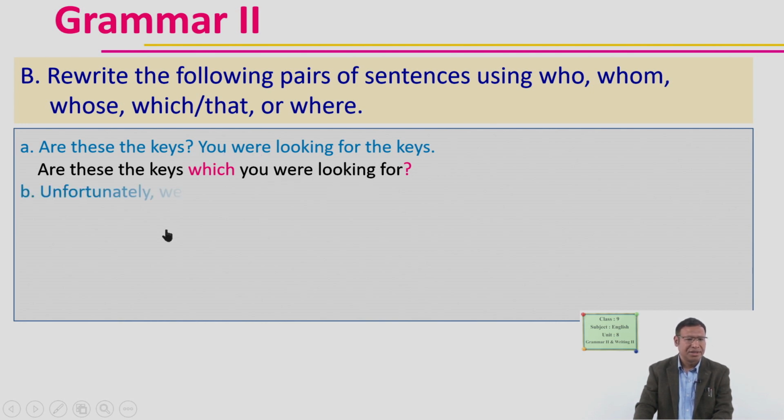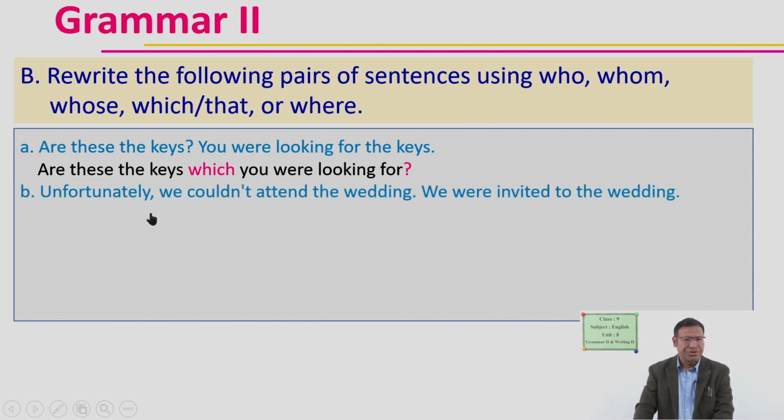All right. Number B. Unfortunately, we couldn't attend the wedding. We were invited to the wedding. So the wedding has been repeated. The wedding is a thing here. It can be used as a kind of situation also. You can use it as a thing.